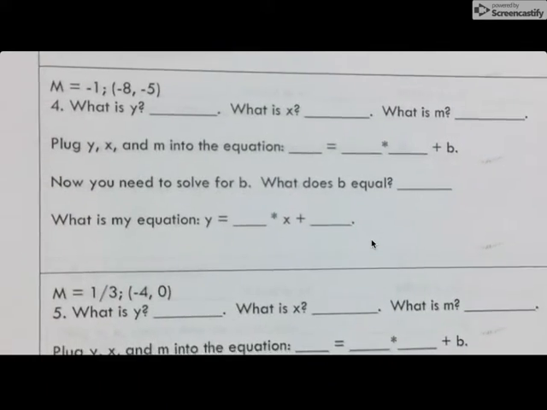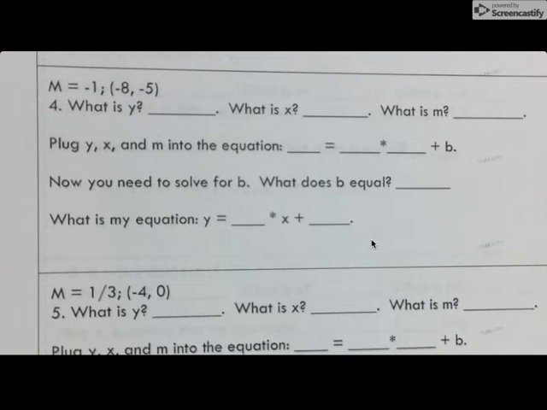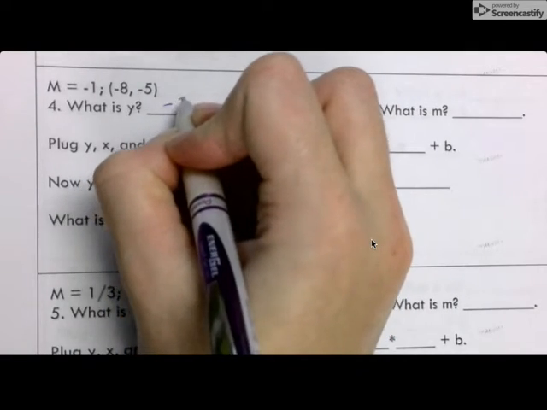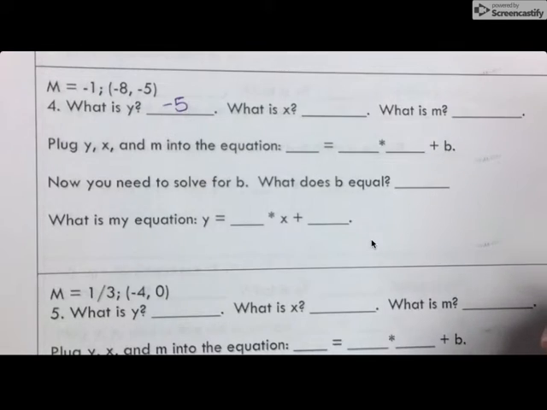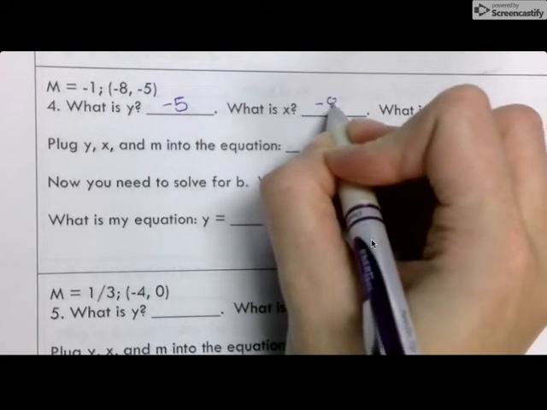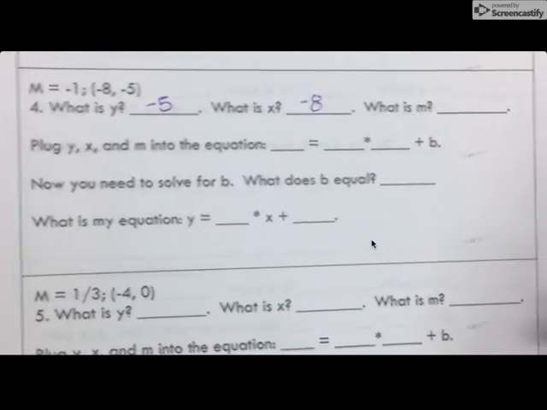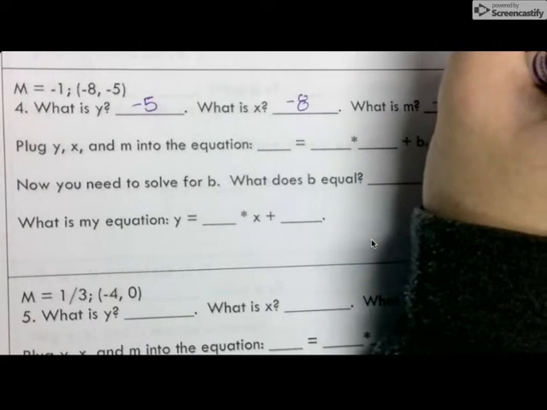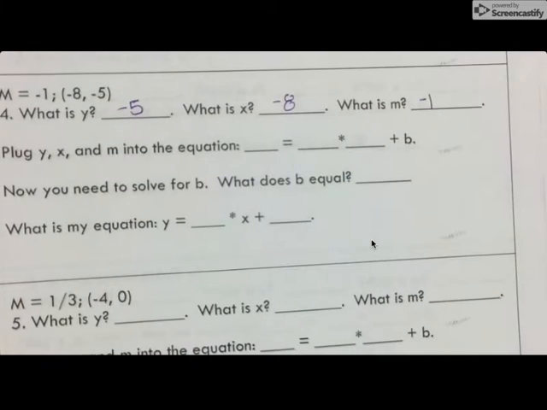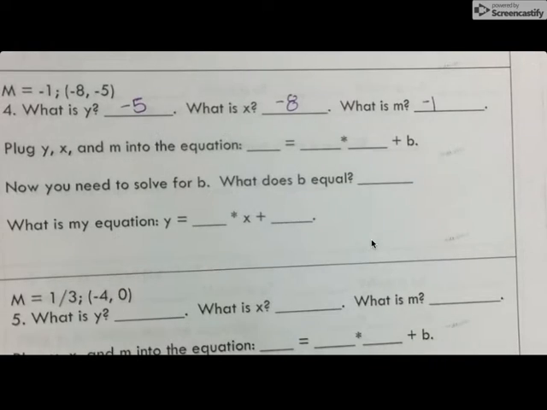So it says, our friend slope is negative 1. Our friend ordered pair is (-8, -5). Which of those numbers is y? Negative 5. Which of those numbers is x? Negative 8. Which of those numbers is m? Negative 1. That one should be the easiest.